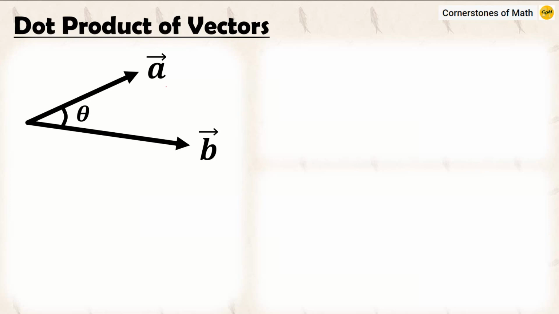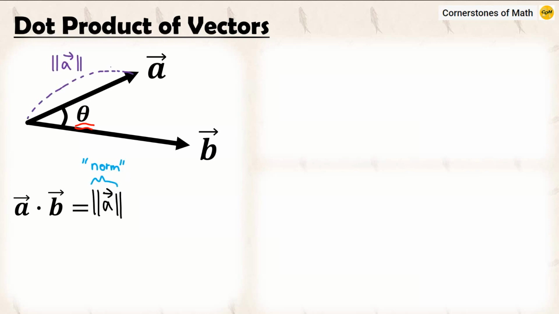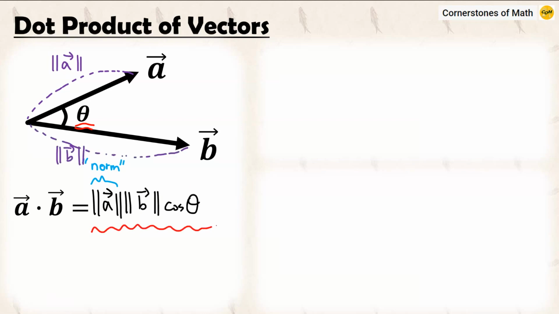Consider two vectors A and B, where theta is the angle between these two vectors. Then, the dot product of A and B can be calculated as the norm of vector A, which basically means the magnitude of vector A, times the norm of vector B, times cosine theta. So this is the dot product, which gives a scalar value as its result.